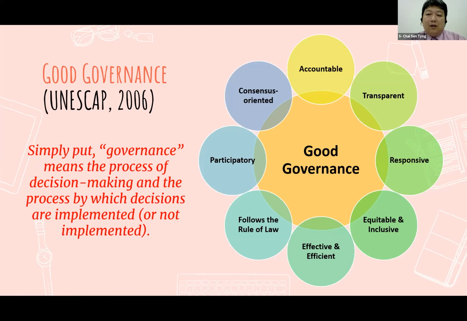Accountability, transparency, being responsive, being equitable, being efficient, following the rule of law, whether it's a participatory approach, and if the decisions are made on a consensus-oriented basis. So when we talk about good governance, we are really talking about the process of decision making. And for my presentation, I'm going to focus on consensus development, consensus decision making, and how we can use Robert Rules of Order as a tool or as an element that can be applied by organizations in Malaysia.